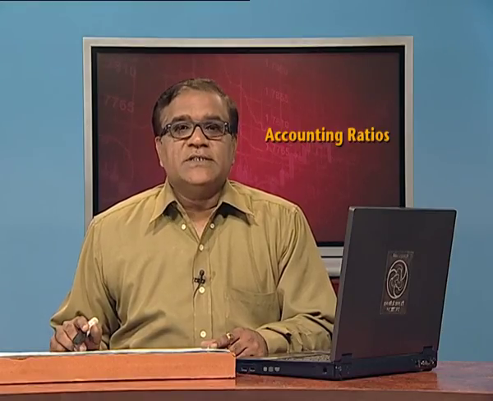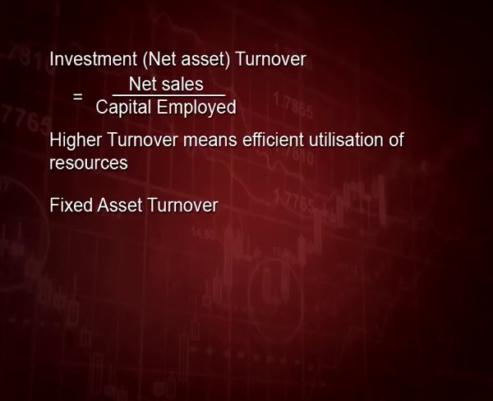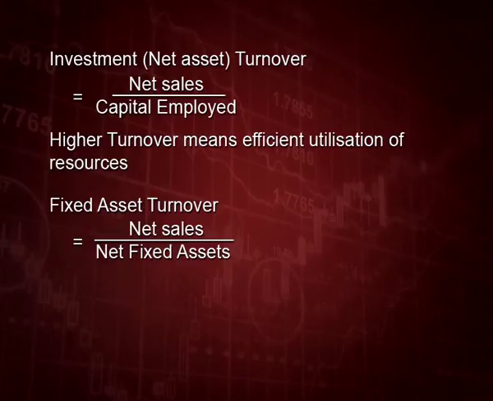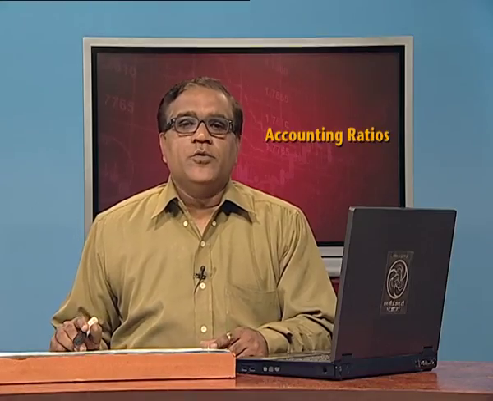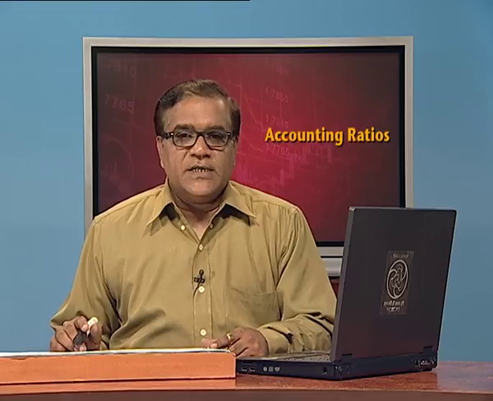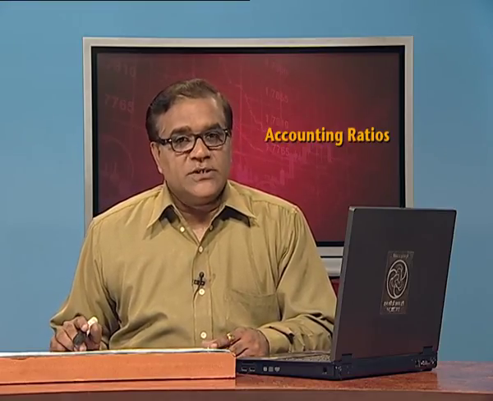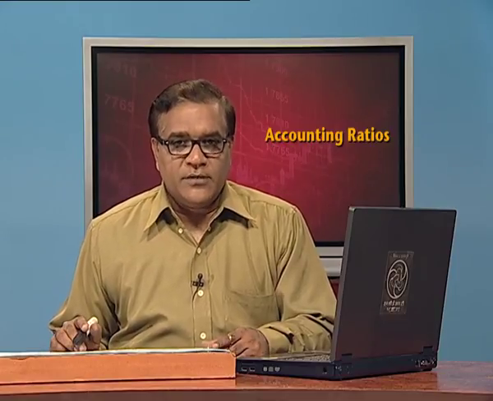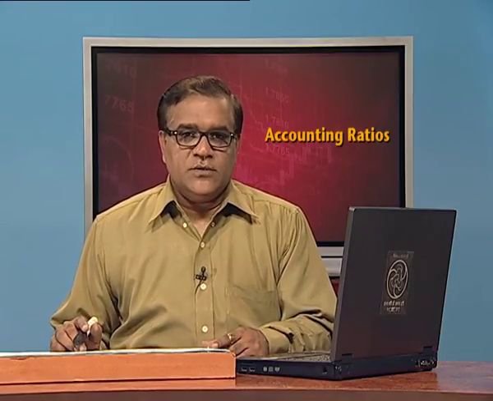The next ratio under this category is fixed asset turnover ratio. The formula is net sales upon net fixed assets. And the last ratio under this category is working capital turnover ratio, that is net sales upon working capital. I hope you know working capital is current asset minus current liability, and net fixed asset, as I told you, is also equal to capital employed. Now, the last section, profitability ratios.